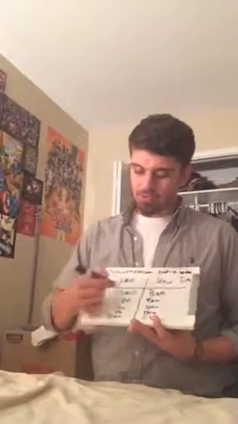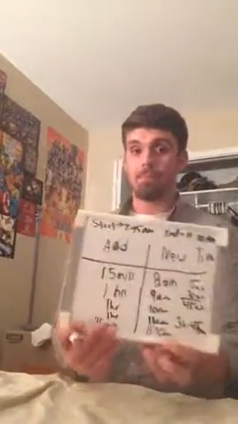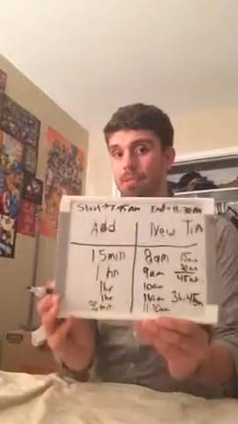Once again, you would do the same thing. You would group your minutes with your minutes: 15 and 30, which would give you 45 minutes. And then you would add your hours together, which gave you 3 hours. So 3 hours and 45 minutes.